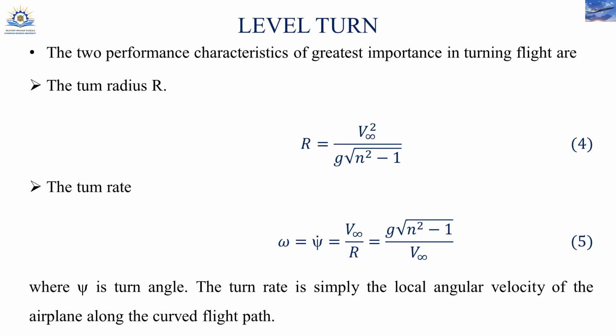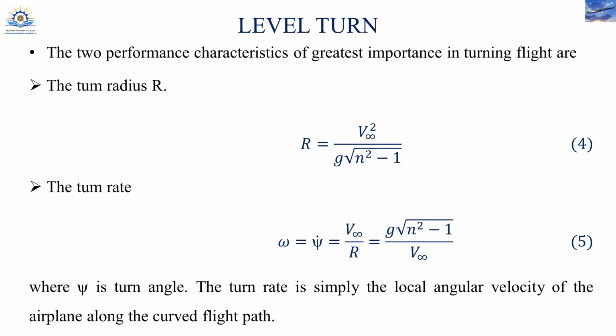So sin squared psi equals 1 minus 1 over n square. So that means n square minus 1 over n square. So sin psi equals radical of n square minus 1 over n, which is radical of n square minus 1 divided by n.